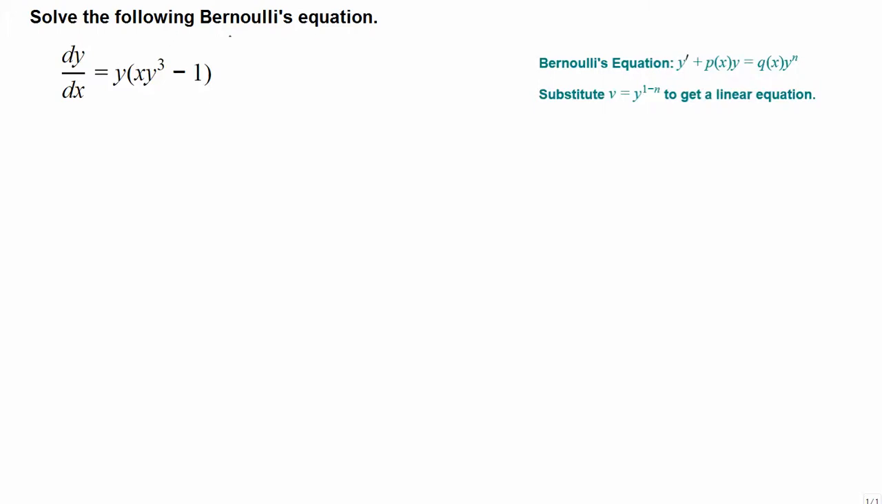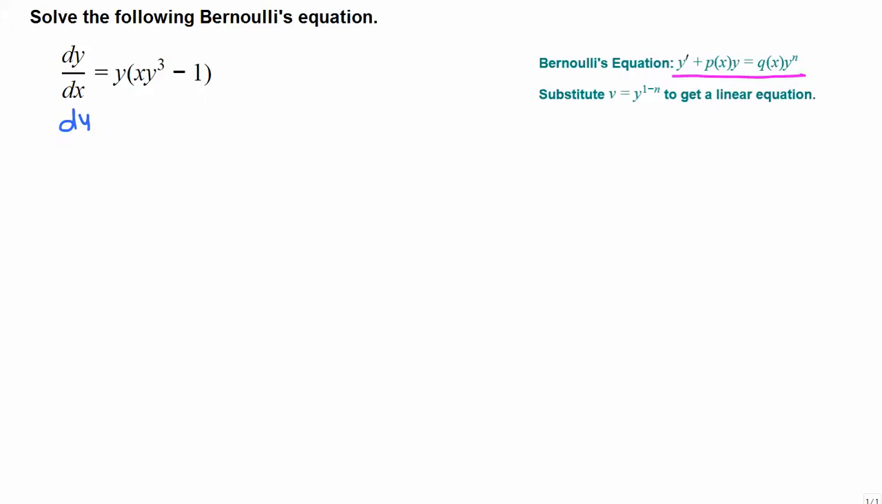Solve the following Bernoulli's equation. Here is the standard form of Bernoulli's equation: y prime, or dy over dx, plus a function of x times y, equals Q(x) y to the n. Due to the presence of y to the n, this is a non-linear equation. Let's try to put this into the standard form.